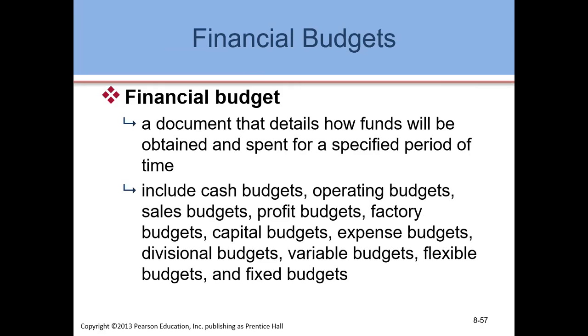We can also be concerned with financial budgets. A financial budget is a document that details how funds will be obtained and spent for a specific period of time. And financial budgets include cash budgets, operating budgets, sales budgets, profit budgets, factory budgets, capital budgets, expense budgets, divisional budgets, and various other types of budgets, which may include flexible budgets and fixed budgets.